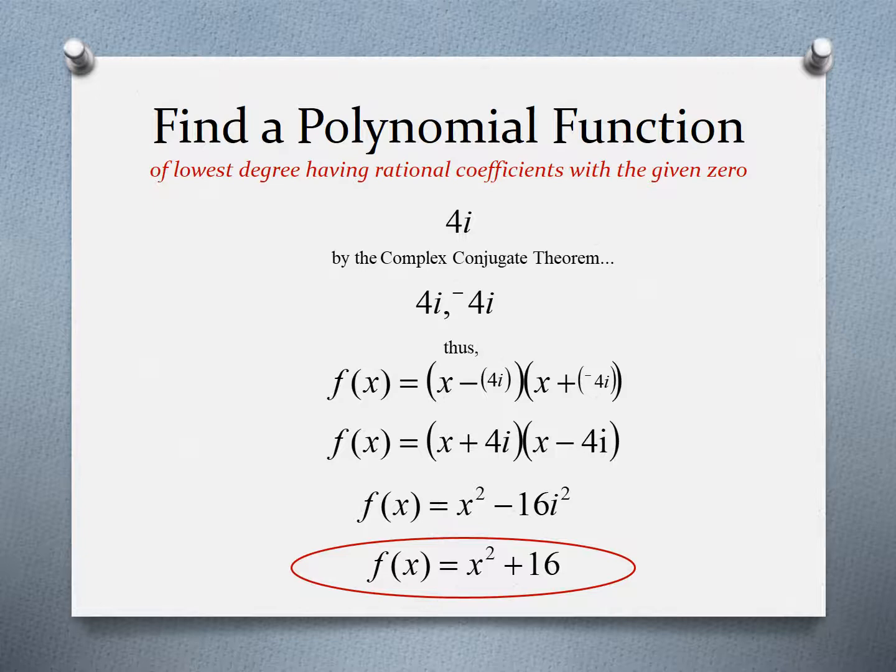So the polynomial function of lowest degree, having rational coefficients and a zero of 4i, would also have a zero of negative 4i, and that particular polynomial function would be f of x is equal to x squared plus 16.